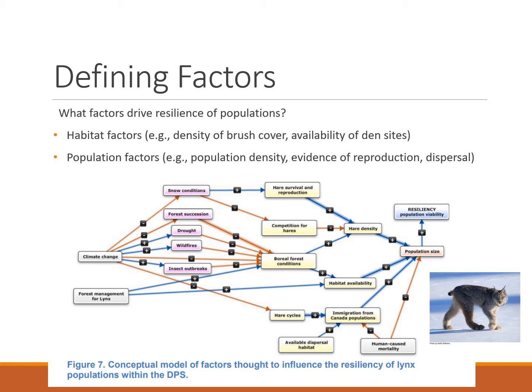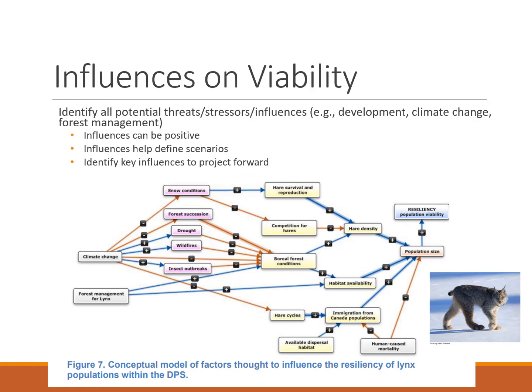And if you look at the bottom conceptual model of factors that are influencing the resiliency of lynx, you can see you have habitat availability is built into that, as well as immigration from Canadian populations, and that's the population factor. So you really have this interplay of both habitat factors and population factors affecting the resiliency of a species or subspecies or taxon you're evaluating.